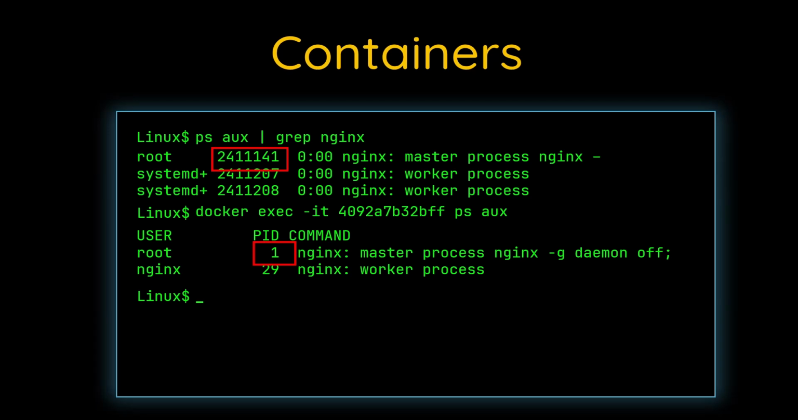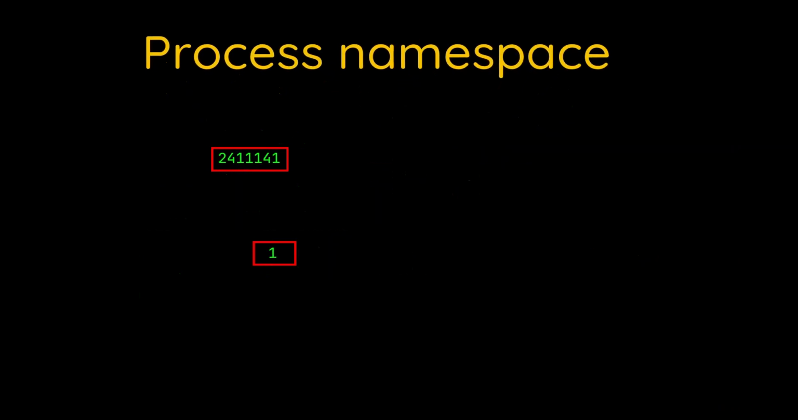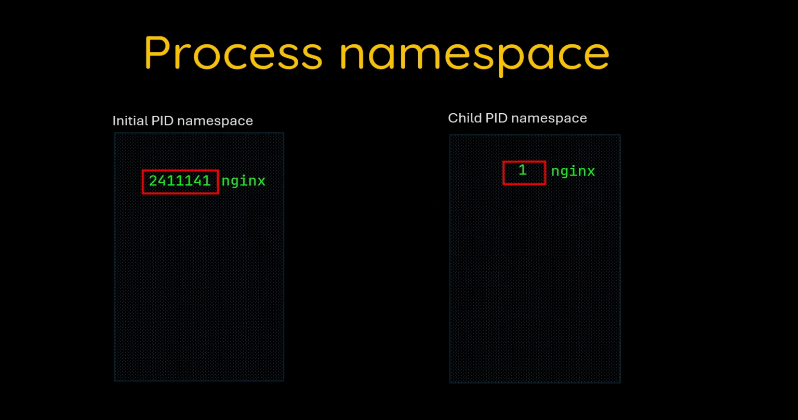From inside, it feels like PID 1 is the very first process on a brand new system, even though it's just a regular process on the host. This namespace trick is what makes containers so secure and self-contained without needing a full virtual machine.